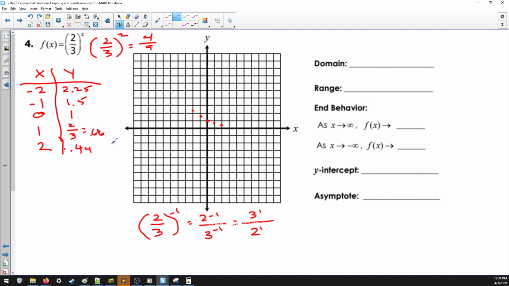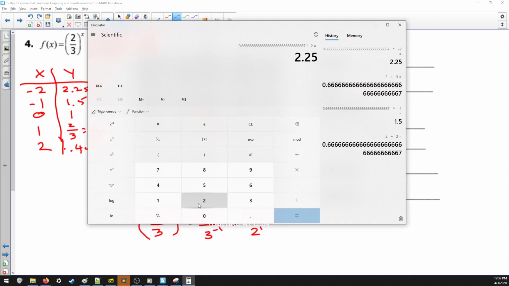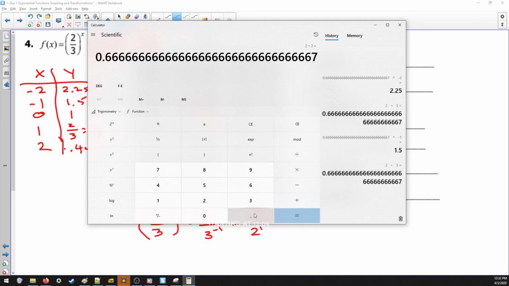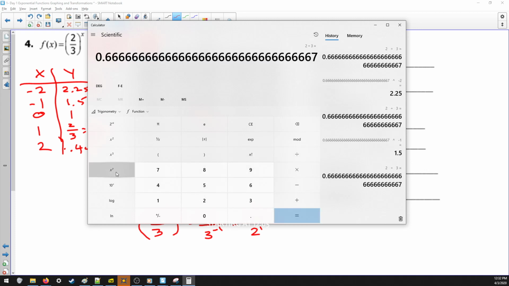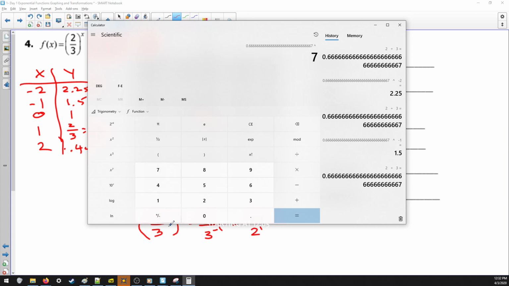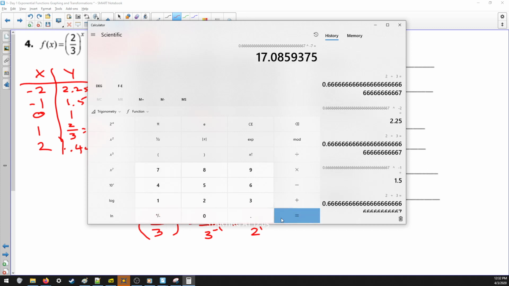So what I'm going to do is plug in another negative number, and I'm going to go a little bit more extreme. Because it looks like this is going up really, really slowly, and that's because I have a fraction. So let's plug in like -7. Let's see what happens there. So I'm going to say 2 divided by 3, that's my base, raise that to the -7 power, and hit enter. And that's 17. All right, that's a little bit too big.